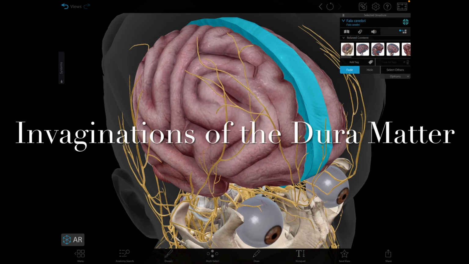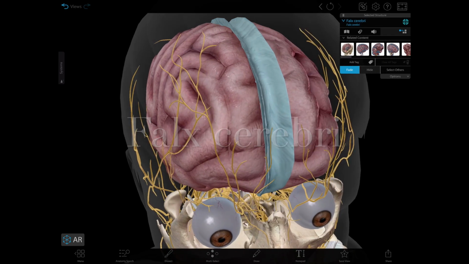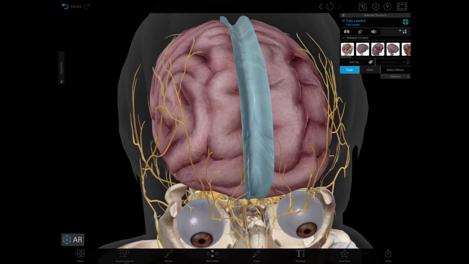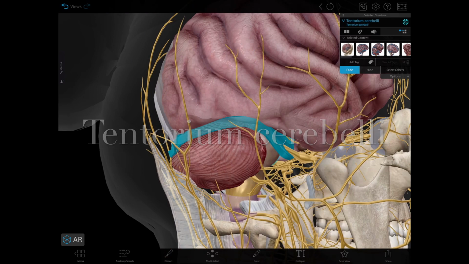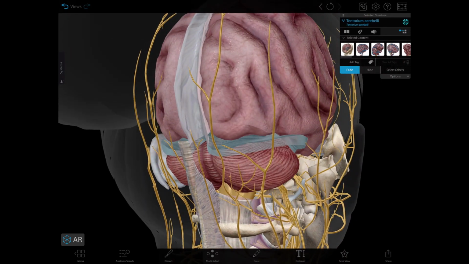Now the dura mater has these invaginations or layers that are formed within your brain. The first one that we see here is called the falx cerebri, which is a sickle-shaped fold that lies in the longitudinal fissure between the right and left cerebral hemispheres. We also have another structure called the tentorium cerebelli, which is a crescent-shaped fold that roofs over the posterior cranial fossa and separates the cerebellum from the occipital lobes of the cerebral hemispheres.